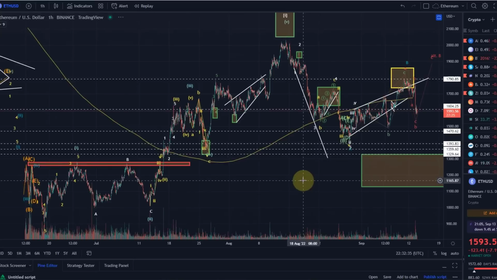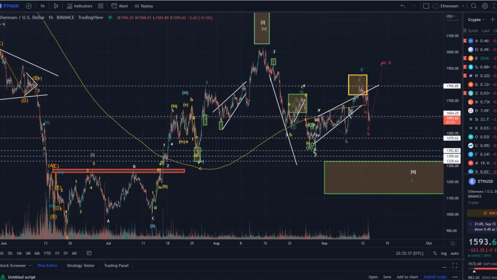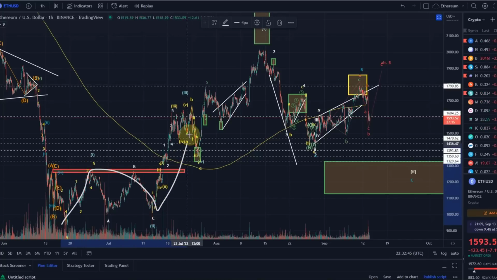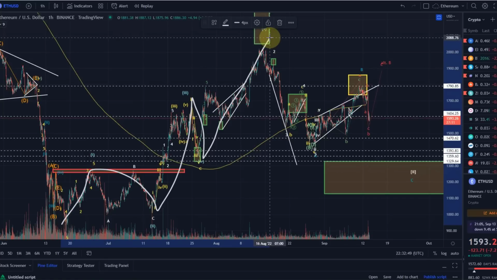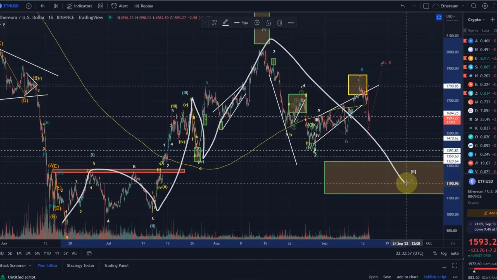Overall, the overlying scenario is still that Ethereum moved up from the low at 880 in a wave 1. We came down in a 2, moved up in a 3, came down in a 4, moved up in a 5. And then we obviously came down in what I expect to be a wave 2 correction that is not finished.